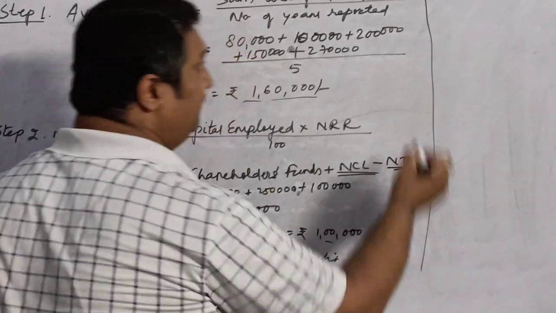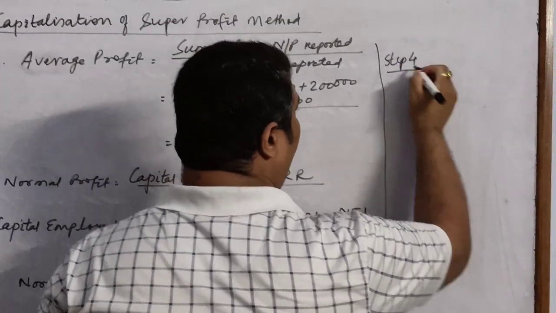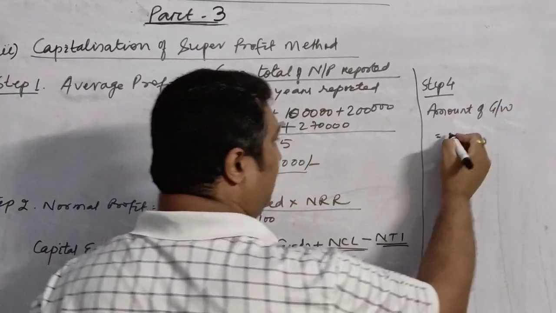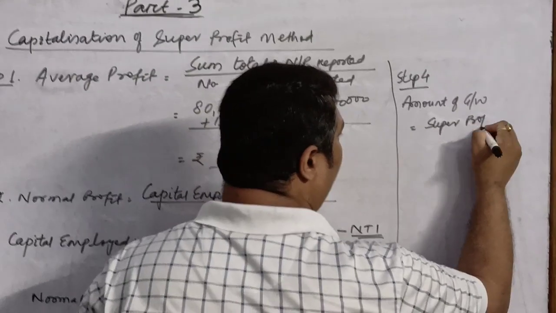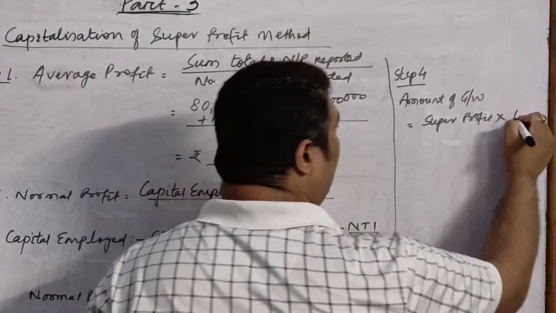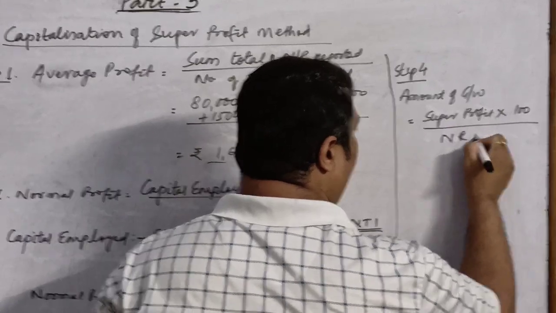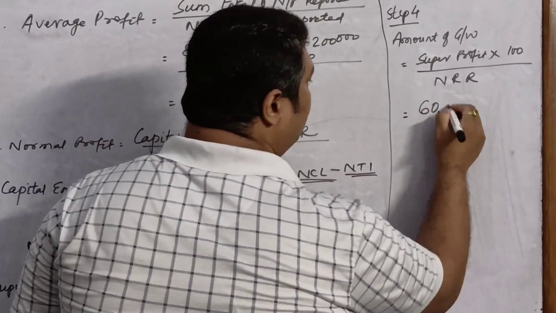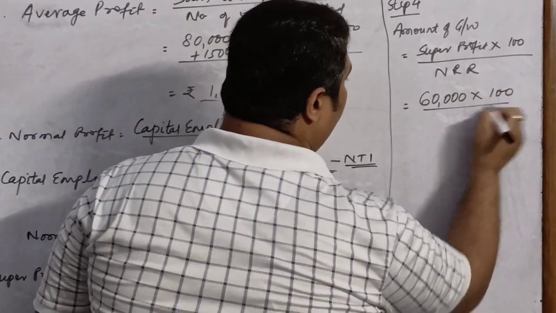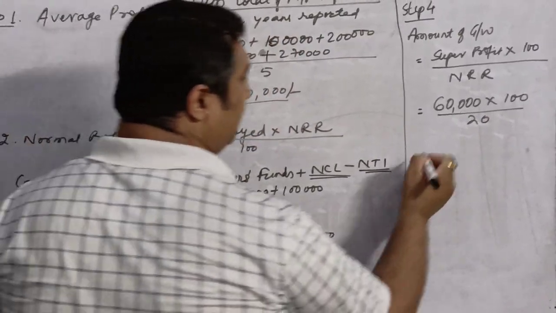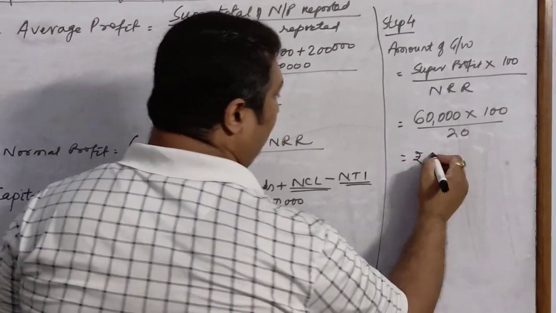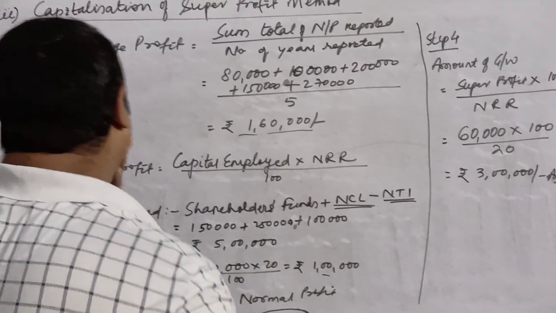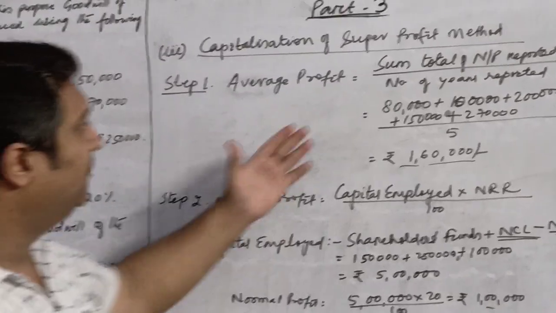And now the last step, step number 4, is to find out the amount of goodwill. Amount of goodwill is equal to, using this method, the formula super profit into 100 by normal rate of return. Super profit which we calculated was rupees 60,000. So I will write 60,000 into 100 by the normal rate of return mentioned in this question, which is 20. So if you calculate, it will be rupees 3 lakhs. So this is the third answer for calculation of goodwill by using the capitalization of super profit method.